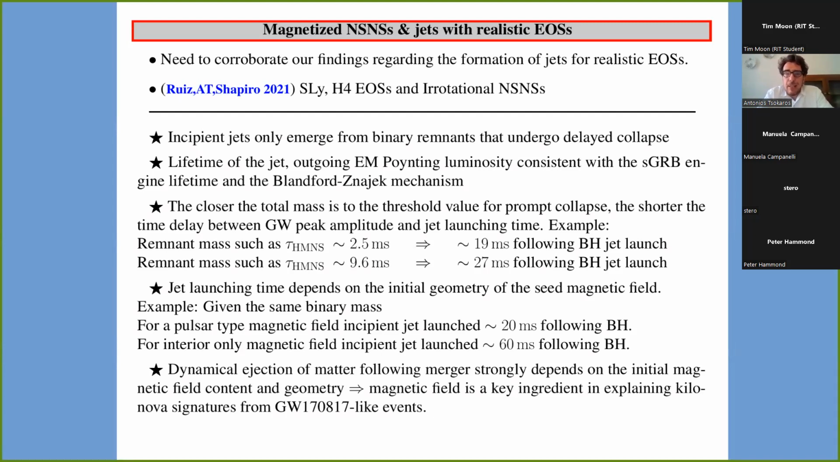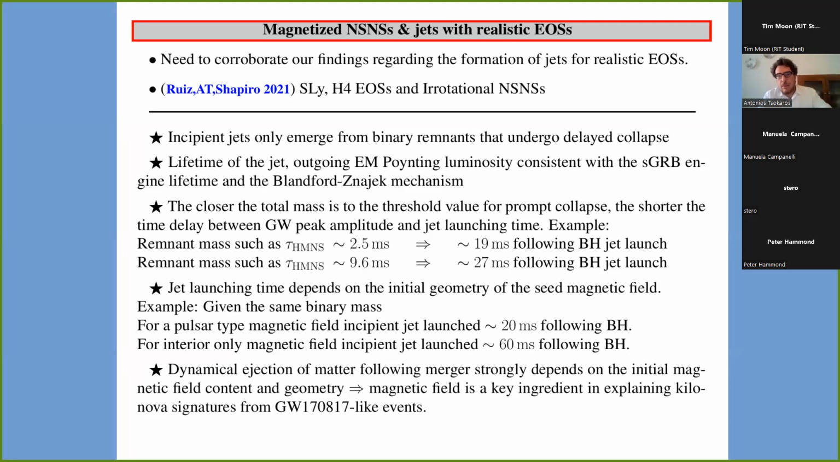Also, the closer the mass to the threshold value, the shorter the time delay between the gravitational wave peak amplitude and jet launching time. Also, the jet launching time depends on the initial geometry of the magnetic field. For example, if you have a magnetic field which is only inside the interior, it will take much longer than if you have a magnetic field which is like a pulsar. In a specific example that I can show you, it took 3 times more time.